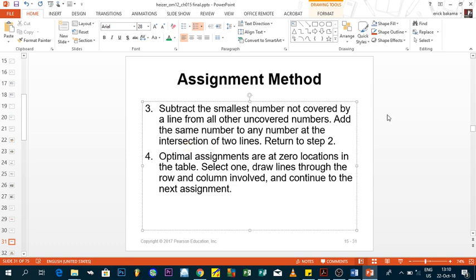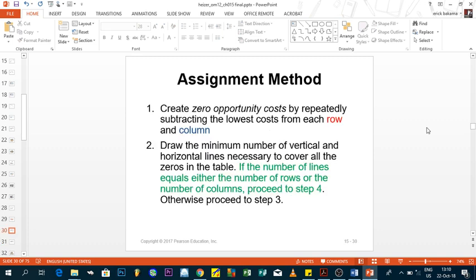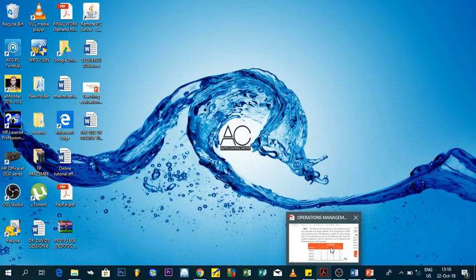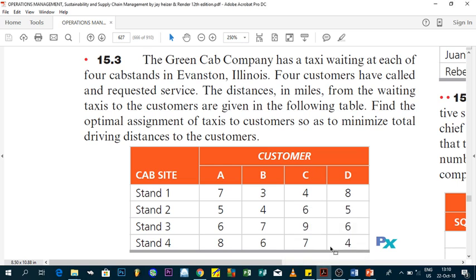Well, I know it's too much theory, so let's go to the practical side. Now I got an exercise that is in the book already. As a reminder, again, we are using Operations Management: Sustainability and Supply Chain Management by Jay Heizer and Barry Render, 12th edition. Now what we are doing is exercise 15.3.